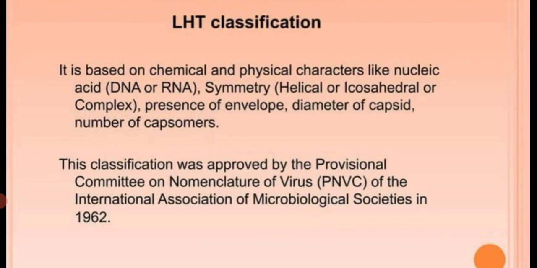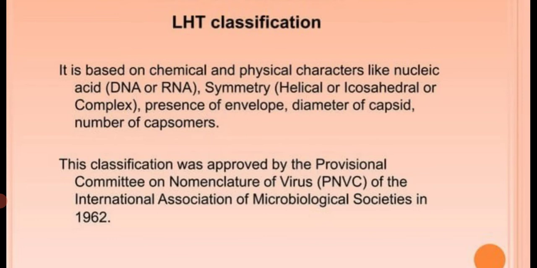The International Committee on Nomenclature of Viruses, that is ICNV, was set up in 1966 at the International Congress for Microbiology, which was held in Moscow. And this International Congress for Microbiology accepted many principles of ICNV. And in 1973, the ICNV was replaced by another name, that is ICTV, International Committee on Taxonomy of Viruses.